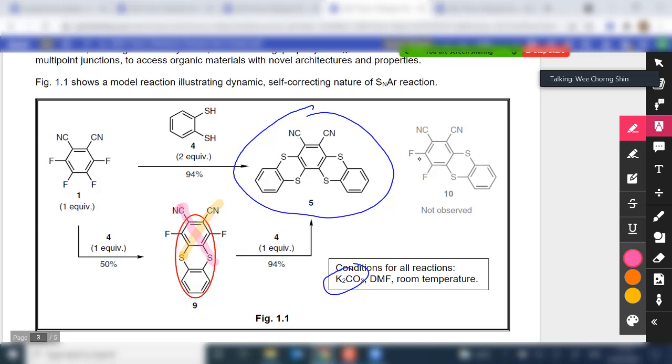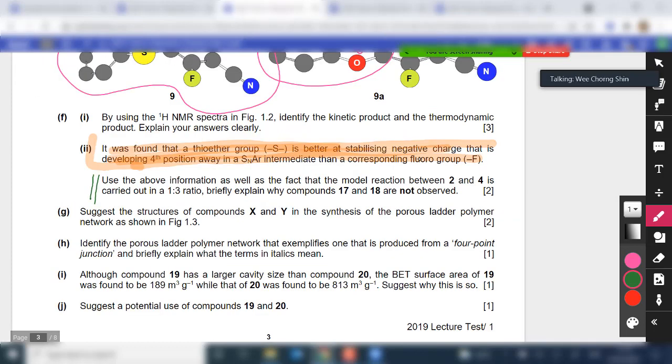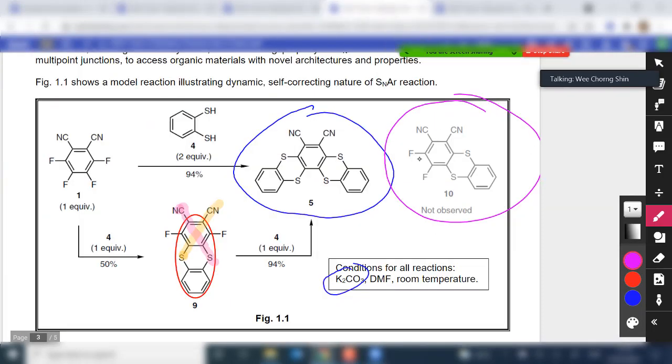Because if this is not true, I will have observed other things like this. But it's not observed. They told you it's not observed. So because of that, they found out. I mean, true or not, I really don't know, because we need to do more experiments. But they found out that this is true. How did they come up with that conclusion? Because of this, not observed. And then you get exclusively this.